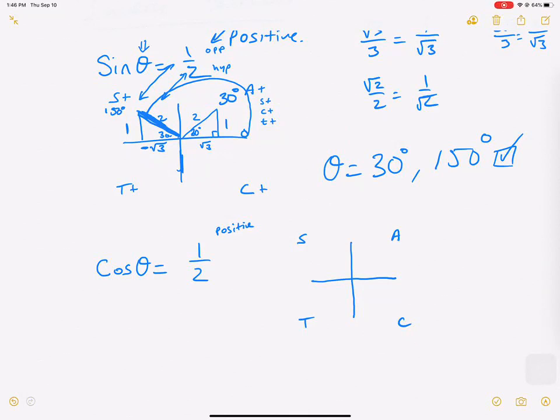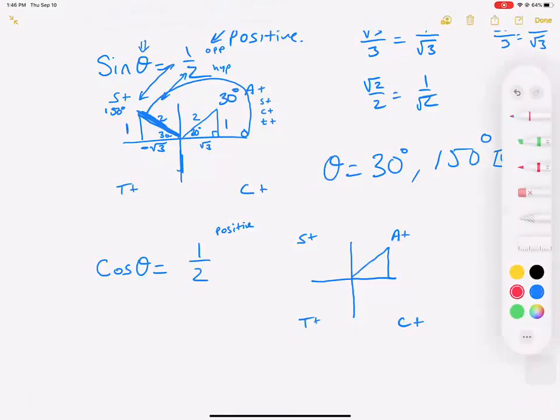Quadrants 1 and 2? No, sine is positive there. Quadrant 3? Nope, tangent is positive there. Cosine, oh, cosine is positive in quadrant 4. So we're going to draw a triangle on the top and on the bottom. If you notice, I drew two different triangles. Now let's fill out the sides that we know.